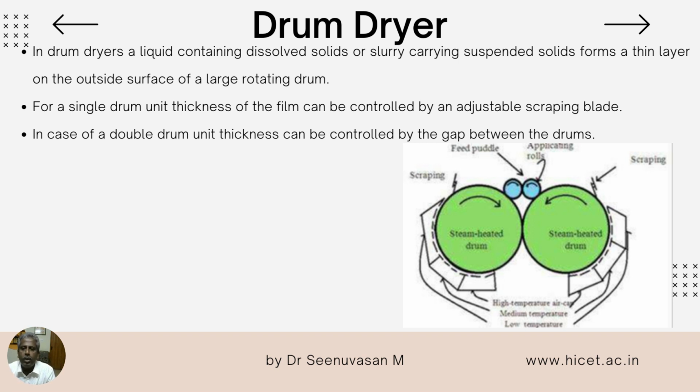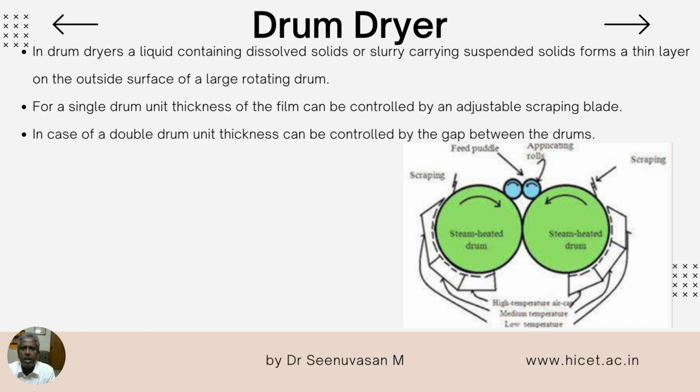Again, I am telling you the phenomena behind the single drum dryer and the double drum dryer. For a single drum dryer, the thickness of the film can be controlled by an adjustable scraping blade. In the case of double drum dryer, the thickness can be controlled by the gap between the drums. A gas, normally air, may be blown over the surface. This is a material used for the heating, that is hot air, for rapid removal of moisture.